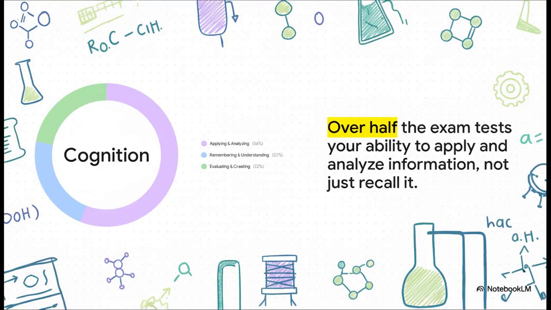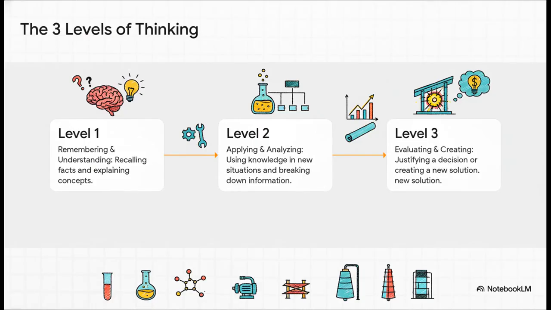And whoa, just look at that giant 56% slice. This is, and I mean this, absolutely crucial. More than half the exam requires you to apply what you know to new situations and analyze information. It's not a memory test, it's a problem-solving test. This is the #1 skill you need to practice. So let's break it down.